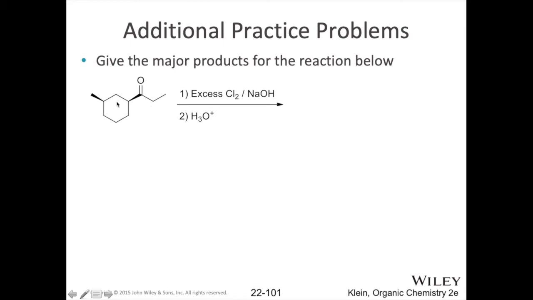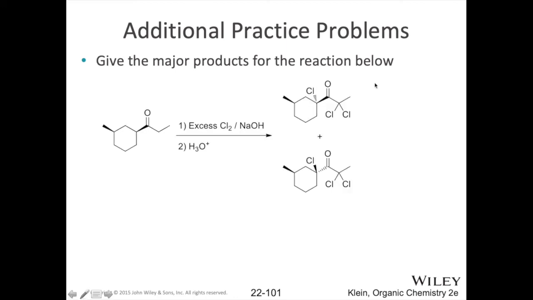So here we have this ketone. We're reacting with excess chlorine and sodium hydroxide. What's the product going to be? All right, so that alpha position will specifically be your nucleophile, and therefore prone to tacking on a chlorine and kicking off a chloride leaving group.